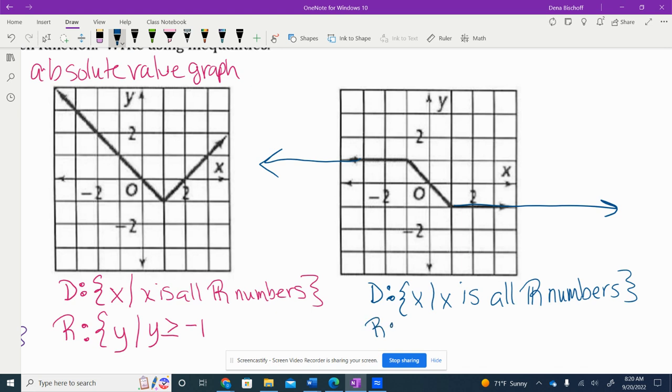Now let's look at the range. So we need to look at, even if this graph goes on forever, what is the smallest y value and what is the highest y value? So what's the smallest y value? -1. So y such that -1 is less than or equal to, I'm going to write a compound inequality, y, which is also less than or equal to, what's the highest y value? +1.